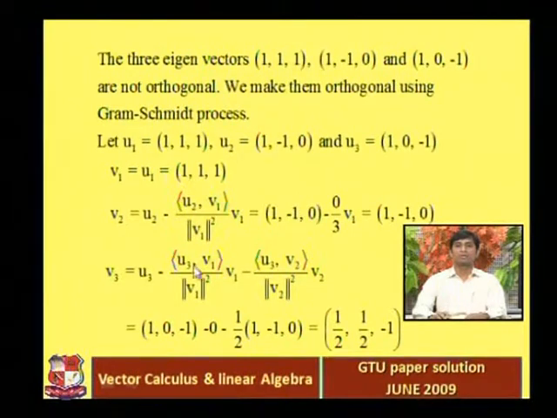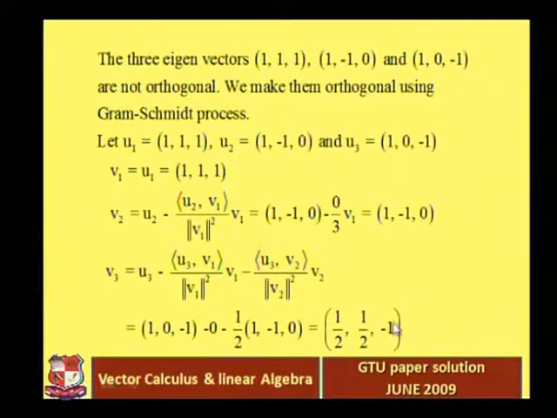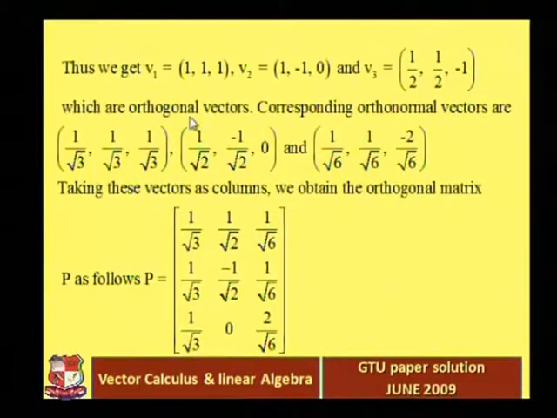Norm v2 square is 1 square plus minus 1 square plus 0 square, so that is 2. So this is 1 and this is 2, giving 1 by 2 into v2. So 1 by 2 into 1, minus 1, 0 gives 1 by 2, minus 1 by 2, 0. So 1, 0, minus 1 minus that gives minus 1 by 2, minus 1 by 2, minus 1. Finally, you will get these three eigenvectors which are orthogonal.